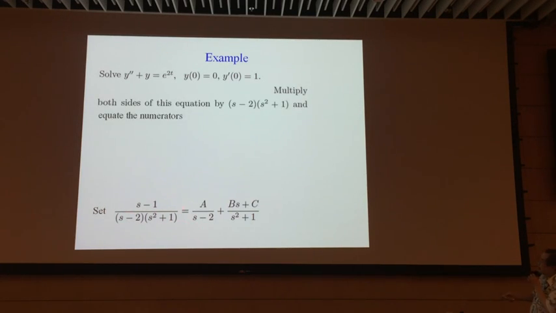Alright, so how to get a, b, and c? Normally we will just combine the right hand side into one big fraction. Then the numerator will be a polynomial in s involving A, B, and C, the coefficients. Then we will equate coefficients. So multiply both sides of this equation by the denominator, s minus 2 times s squared plus 1, and equate the numerators. So this is what I'm doing here: A times this plus Bs plus C times s minus 2.